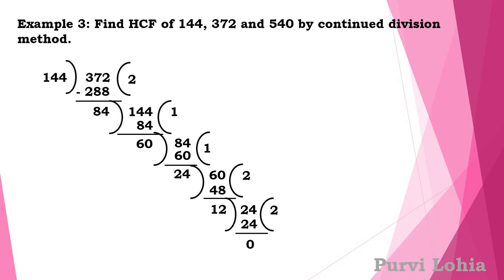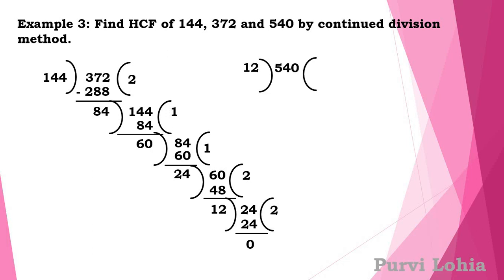Now we have taken two numbers first. When you have three or more numbers, to find the HCF by continued division, you will take any two numbers first and you will make the smaller number the divisor and the larger number the dividend. And you will find the HCF of those two numbers. Then you will take that HCF and you will divide the third number by the same HCF. So the third number is 540 here. So you will divide it by 12.